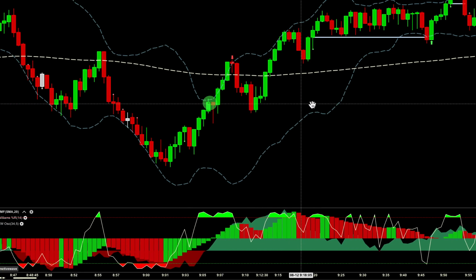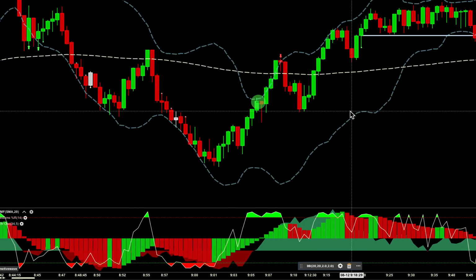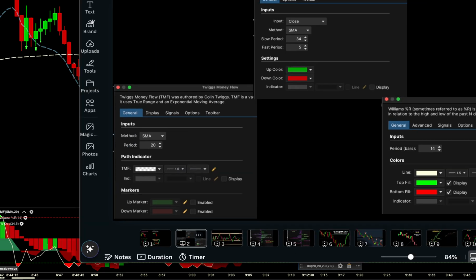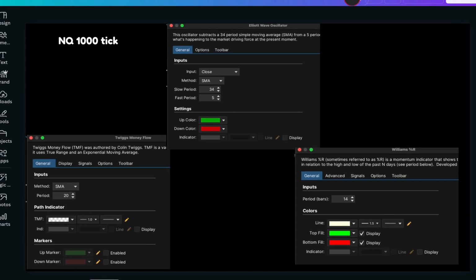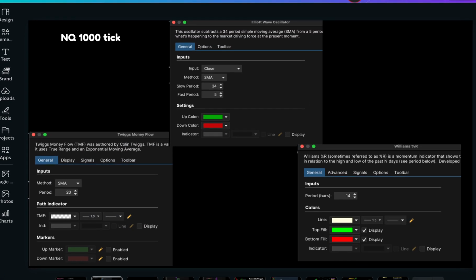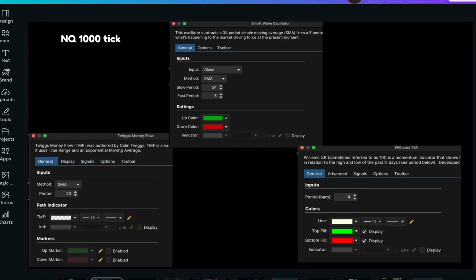I want to do a video on how to tame the NASDAQ using MotiveWave. We're using a lot of indicators all jammed up together. If you go ahead and pause the video, there are all the indicators and their settings.